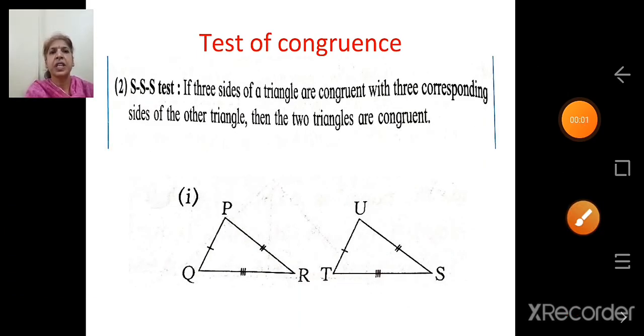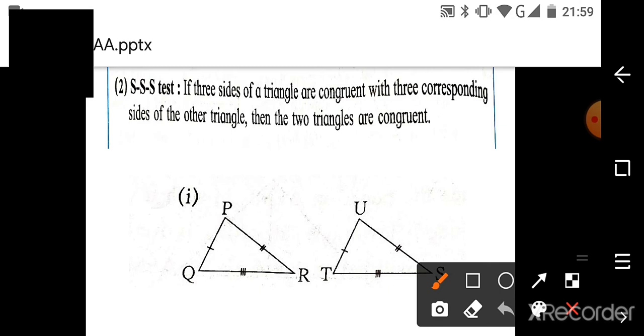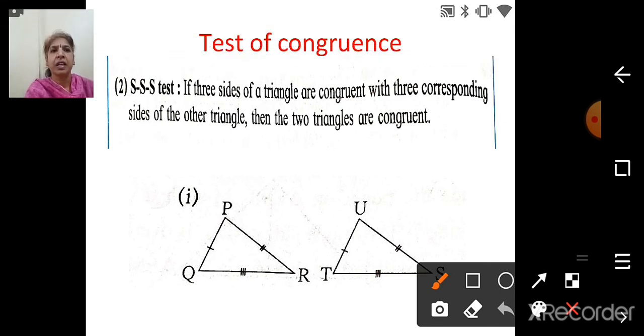Next test of congruency is SSS test. Now as the name indicates, S stands for side. Side, side, side test. So how many sides does a triangle have? Triangle has 3 sides. So if the 3 sides of a triangle are congruent with 3 corresponding sides of the other triangle, then the two triangles are congruent by SSS test.